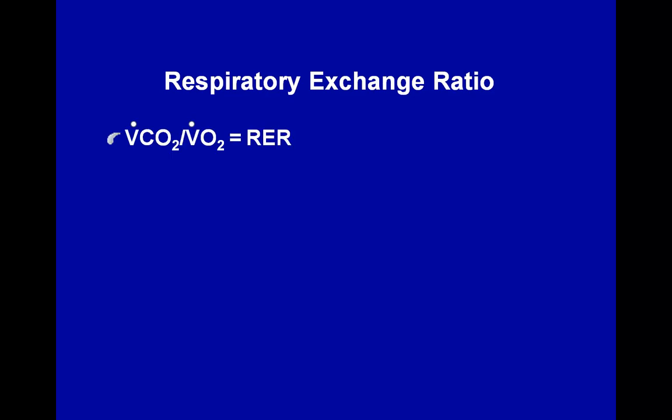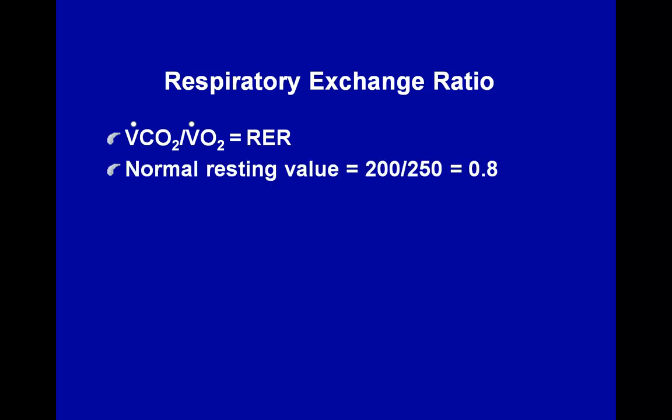If we look at the ratio between CO2 production and oxygen consumption, or at least from our exhaled gases in a steady state, we get something called the respiratory exchange ratio. In a steady state, the respiratory exchange ratio reflected by these exhaled gases accurately reflects what's going on in the tissues, and that's typically called the respiratory quotient.